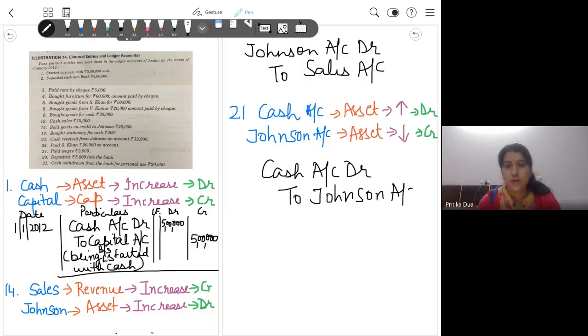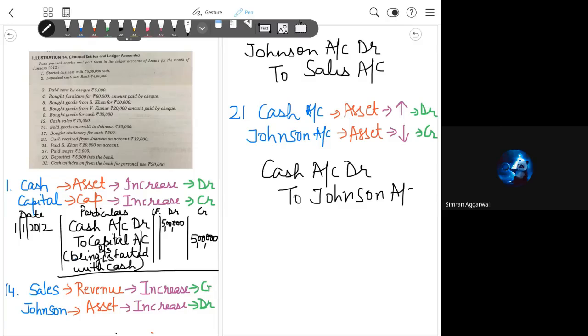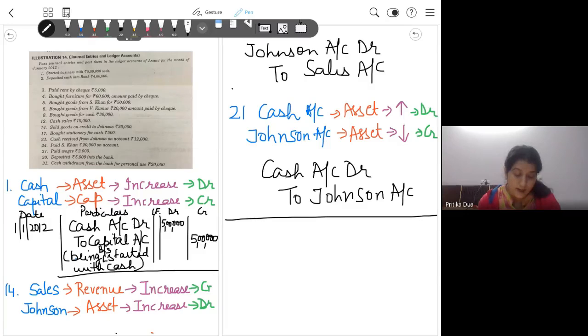So traditional is also giving you the same entry and modern classification is also giving the same entry. Yes, Simran, now your question. Ma'am, for the remaining 8,000, will we not pass any entry? Beta, maybe he has not paid 8,000 right now. Maybe he's paying this in the next month.